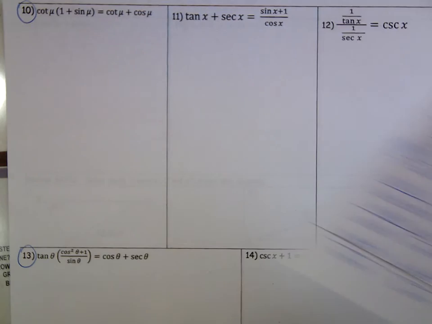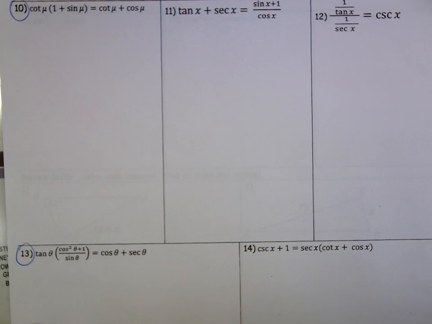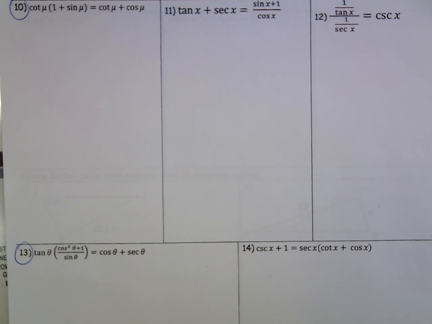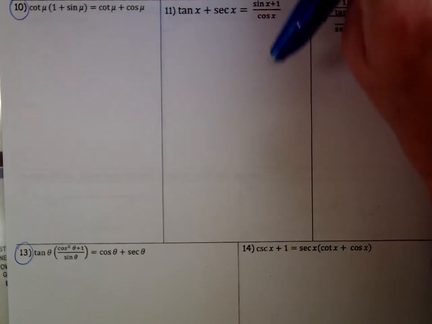All right. Just a few more to go. Number 10 is next on my list. And I'll be honest with you, I don't know what this angle is. It's a U, it's some Greek letter. Not quite sure. But you can call it X, you can call it whatever you want.